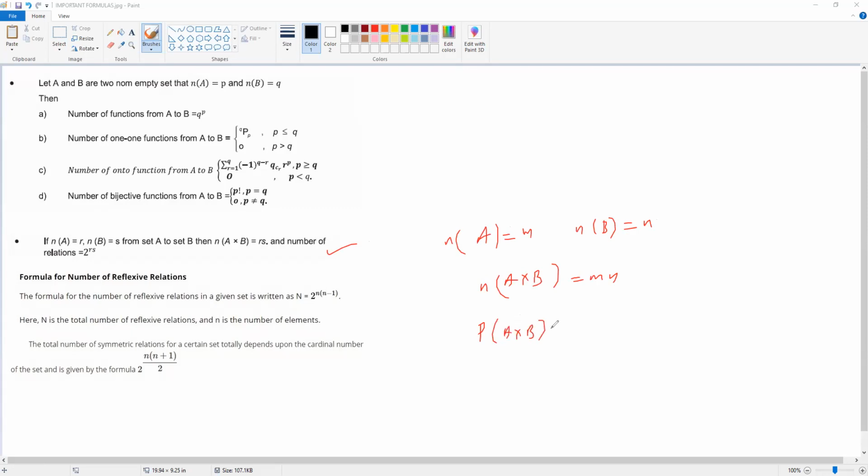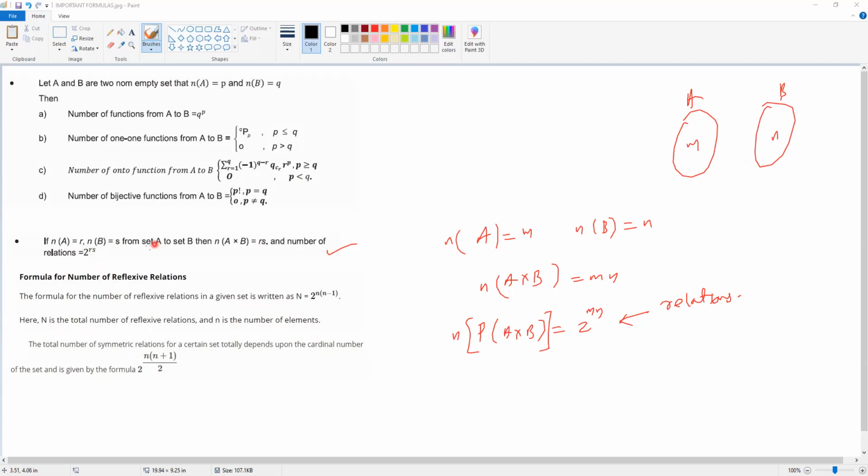Power set of A cross B, it is 2 to the power mn elements. That is why 2 to the power mn, that much relations are there, isn't it? So you know how to find number of relations. Suppose your A has m elements, B has n elements, then 2 to the power mn relations are there from A to B, or if they are r and s, then 2 to the power rs relations are there from A to B.